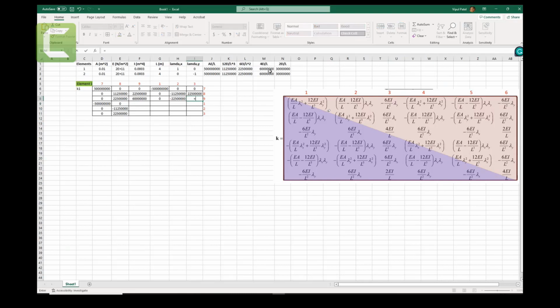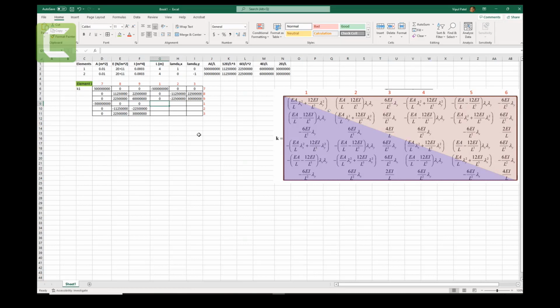Equal to 2 EI on L. That is better. So here we can just copy this one here. Control V. Control C, Control V. Control C. Control V here. All right, so that looks good.